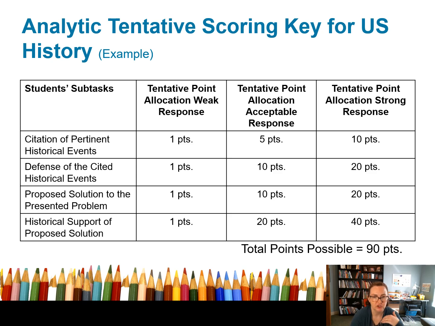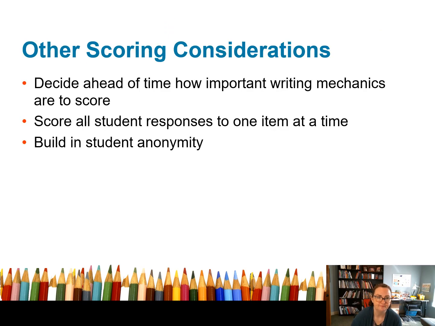get points for each component. What you notice here is that some pieces are weighted more heavily than others. So for the defense of cited historical events, the highest number of points you can get for that is 20 points. But then when you get to the final one, the historical solution, support of the proposed solution, that's worth up to 40 points. And so you want to think about what parts of the task are more important and weight them so that more important parts have more value in your scoring guide.